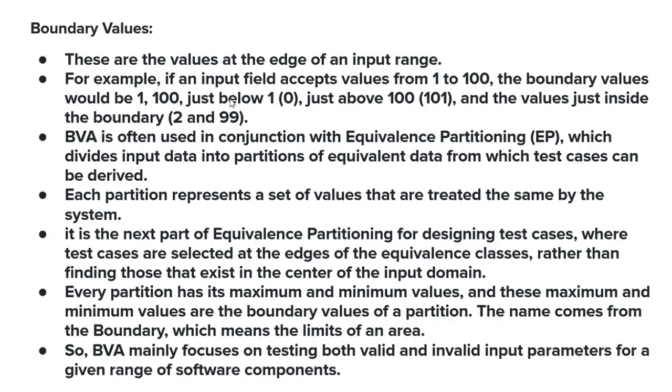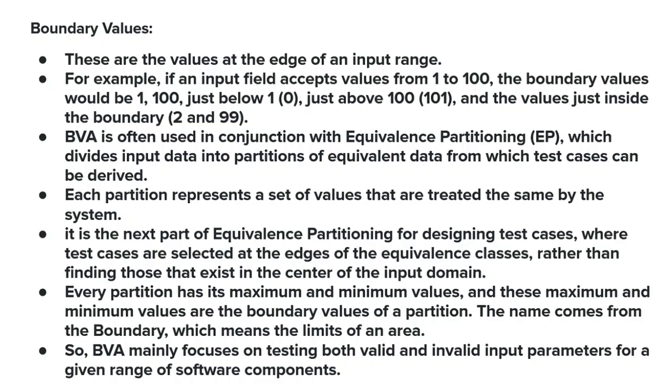So how many boundary values have we got for the range of 1 to 100? If there is an input field which accepts inputs from 1 to 100, as a tester, are you going to test all 100 values, for example 1, 2, 3, 4, 5 and so on up to 100? It would be exhaustive testing. So instead of testing all the values, we have to focus on the boundary values. And what are the boundary values?